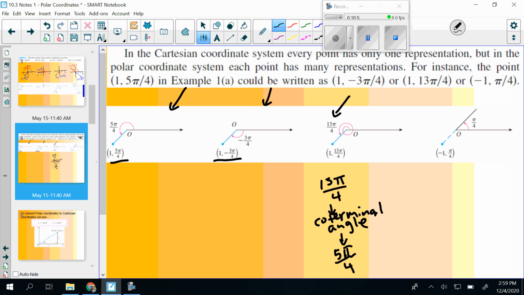One other way that we've talked about, if we just traveled the π over 4 angle, shown here, that would be the point right there of positive 1, π over 4. But if we would make that negative, we'd move in the opposite direction. It'd take us right back again to that same location. So there's four different ways of describing the exact same location. So you can see there's multiple ways in polar to represent the same point.